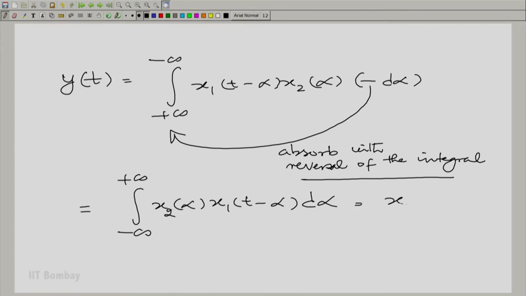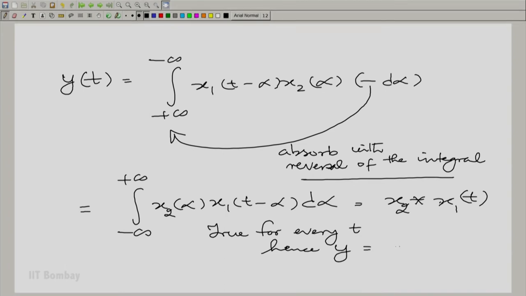And that's the same as x2 convolved with x1 evaluated at that specific t. This is true for every t. Hence, we have proved that y is in general the same as x2 convolved with x1. So, we have proved what we wanted to. So, we proved the commutativity of convolution both in discrete independent variable and in continuous independent variable.